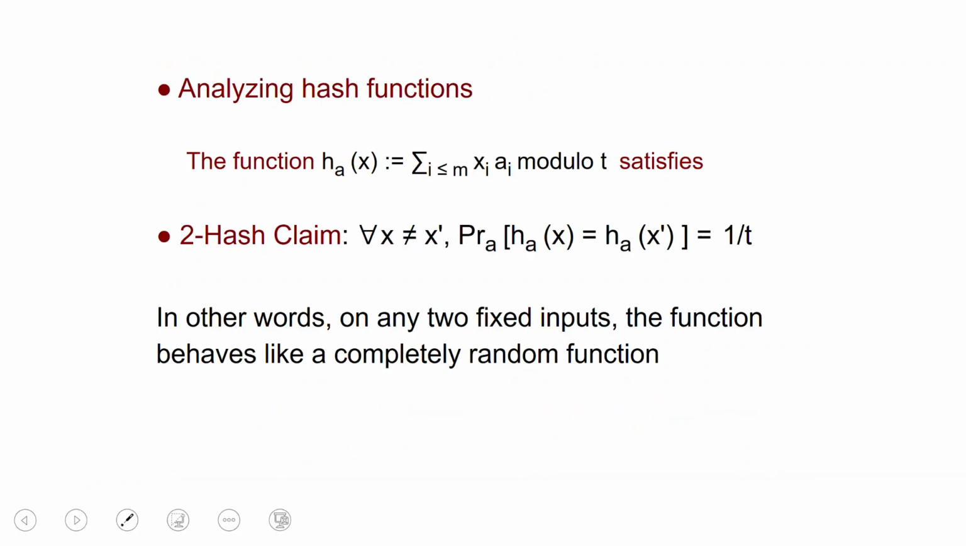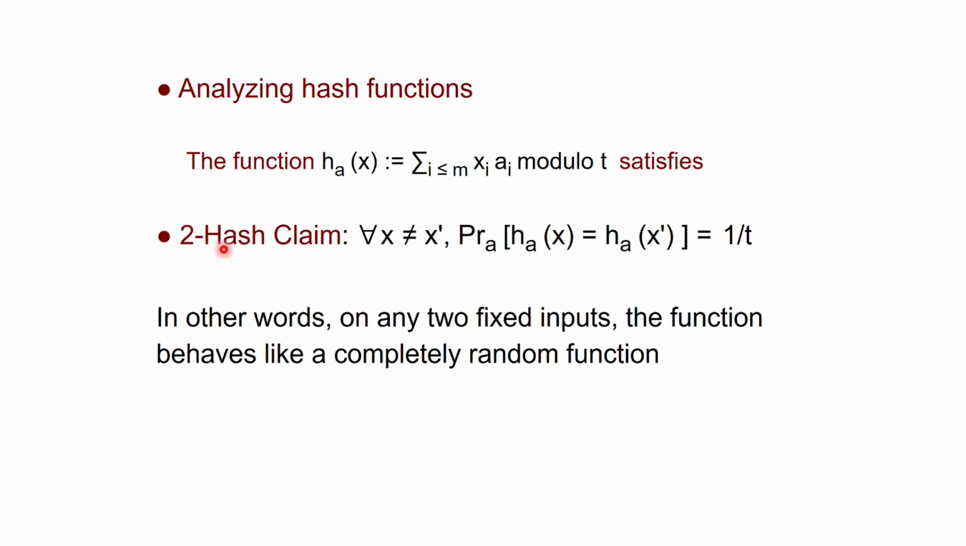Okay, let us now see how you analyze a hash function. Let us go back to our proposal where the value of the hash function on seed A and input x, remember, was the sum over i of xi times ai, the product of the ith digit of the key and the ith digit of the seed, modulo t.